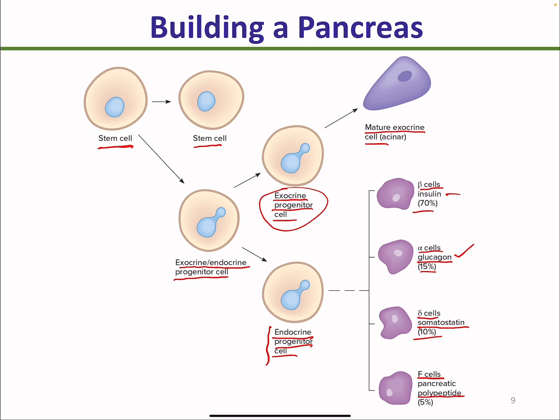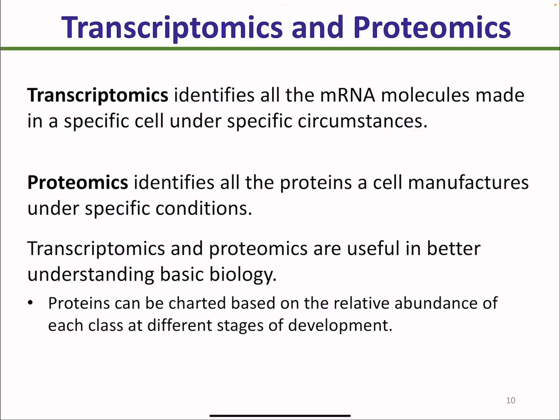So these are basically the differential gene expression that is going to happen in the development of the pancreas. Now, transcriptomics allows us to identify all the messenger RNA that are in particular cells, particular tissues at a particular time. So really based on the conditions, right? So that's one thing. The other thing is going to be proteomics. Proteomics does the exact same thing, except that rather than focusing on the messenger RNA, with proteomics, we are going to focus on the actual proteins that are produced.